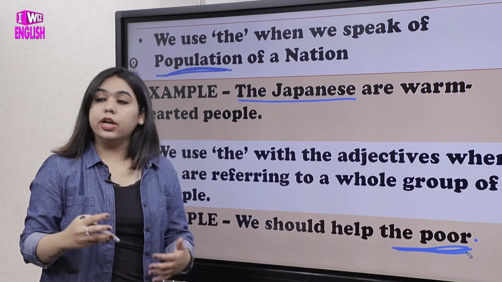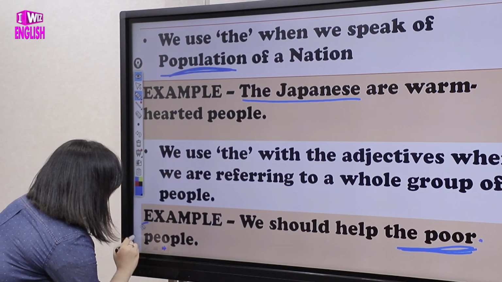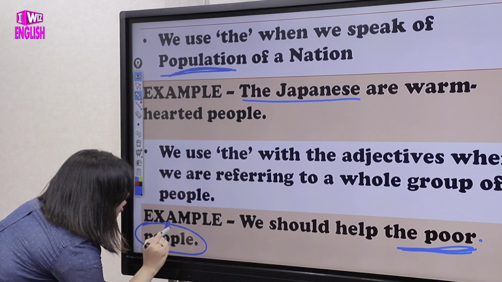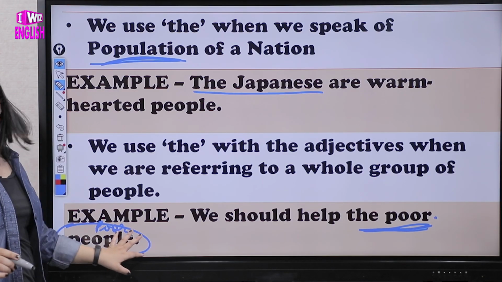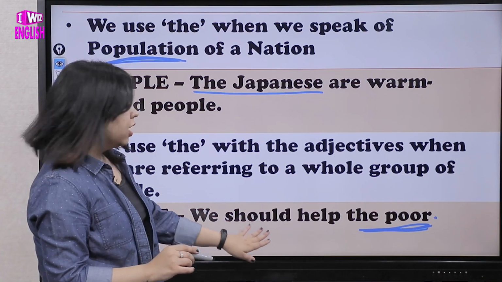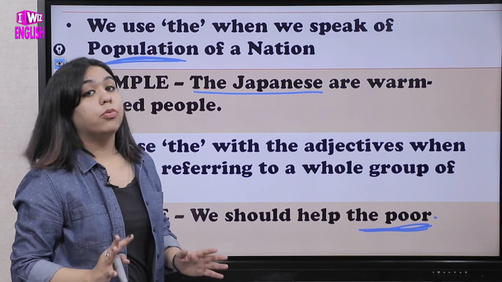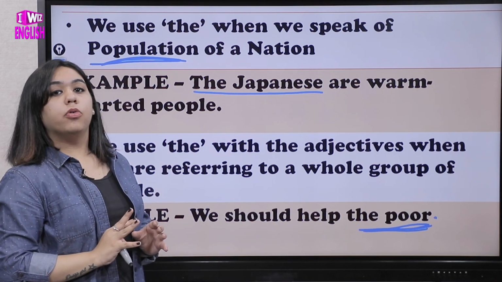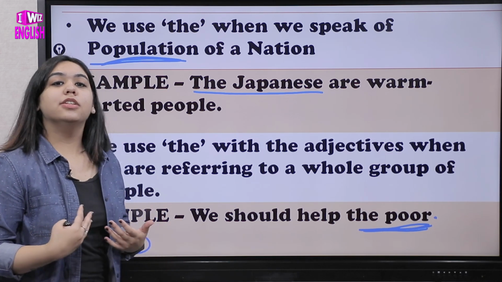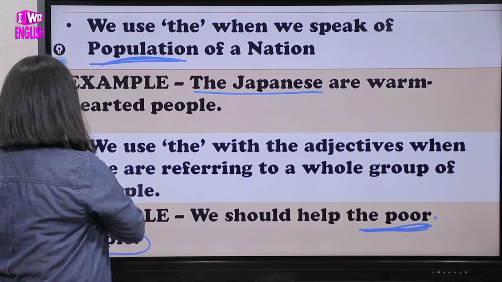Because we are referring to the poor people. It's not the part of a sentence. The sentence is just this, which says that we should help the poor. We are referring to the group of poor people. So that is why we've used this article. I hope it's clear to you.